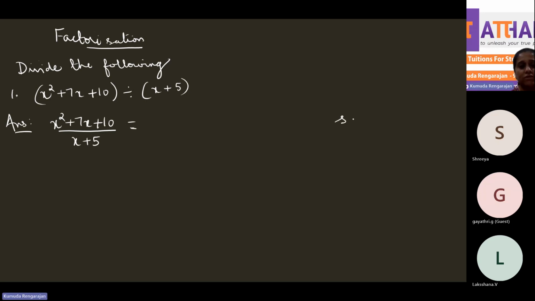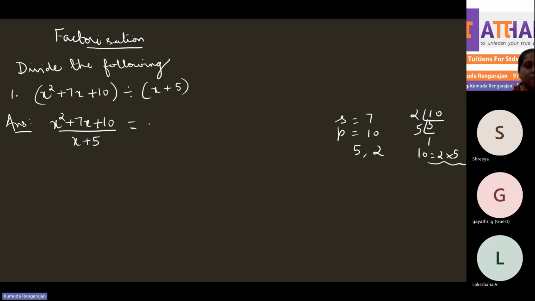So the sum is 7, product is 10. So the two numbers are 5 and 2, because 5 plus 2 is 7 and 5 into 2 is 10. To find the numbers, you know the method. You can take 10 and find its prime factors. So 10 is equal to 2 into 5. Using this, you can find the numbers. So 2 and 5 are the numbers that satisfy the sum and the product. Sum 7 and product 10.